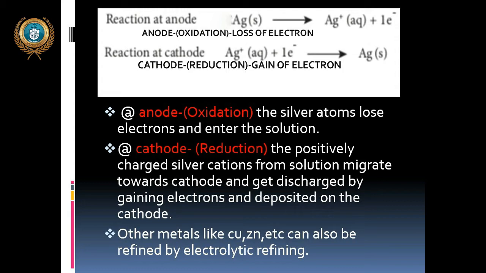So Ag in the solid form. Now when current is passed, as we said, in the anode oxidation takes place, the loss of electrons. So silver loses one electron and becomes Ag plus. Ag plus means electron deficient, that means one electron has left it. So the equation goes like Ag gives Ag plus plus 1 electron.